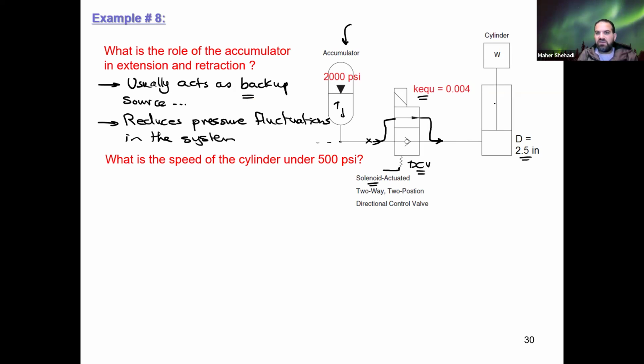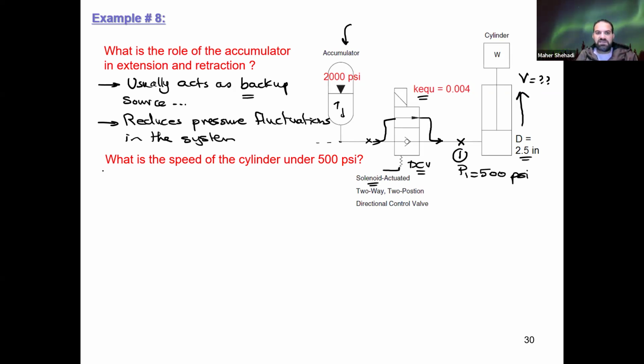Okay, what's the speed of the cylinder when it's, as we see here, we don't have retraction, we're only doing extension. So what is the speed of the cylinder under a pressure of 500 PSI, and we should neglect frictional losses and other losses in the lines. So when the pressure at this point, let's call it point 1, P1 is 500 PSI. What's the velocity of that piston?